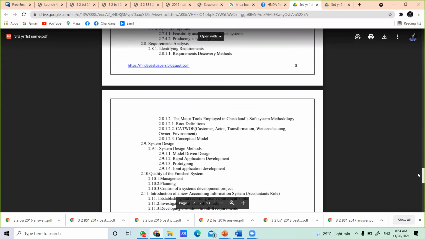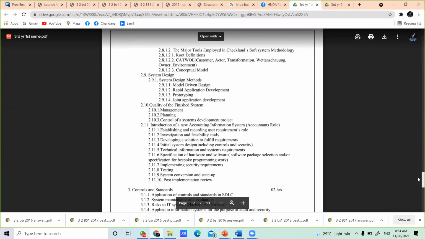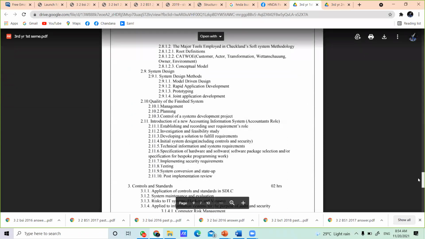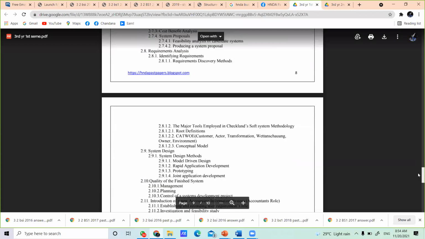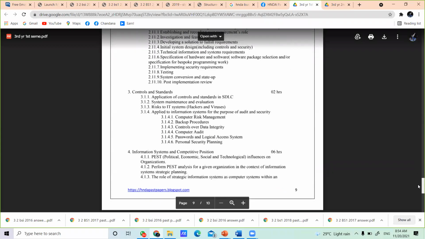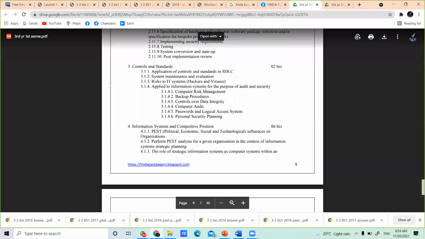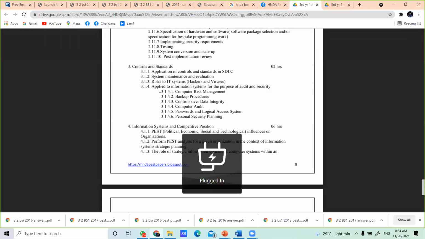The second chapter is the longest one. They are discussing in much detail the development methodologies. Then the third chapter is controls and standards.